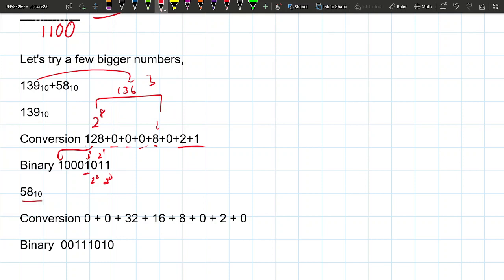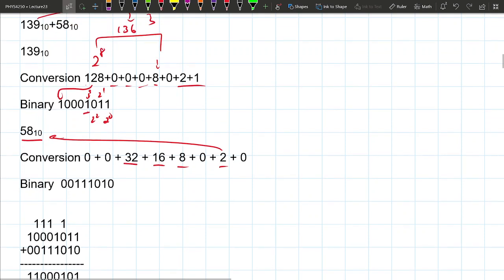The next power of 2 that's lower than 58 is 32. And then if you add 16 plus 8 plus 2 to 32, you get 58. So I don't really have to cross-check that much. So the binary value for 139 is this. The binary number for 58 in 8 bits is this.